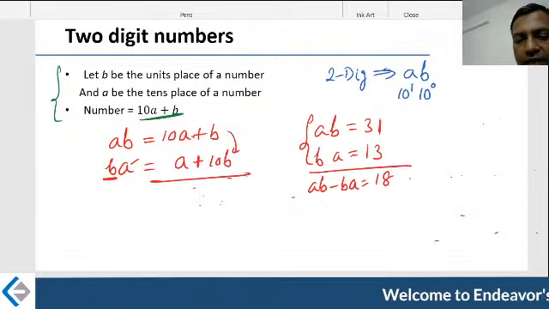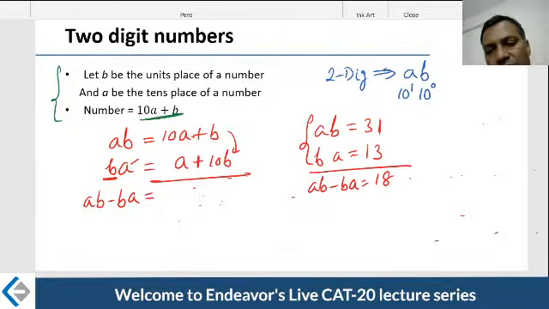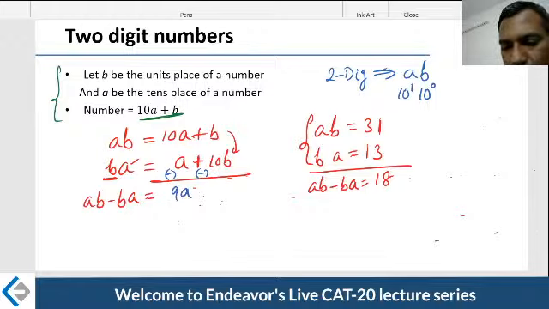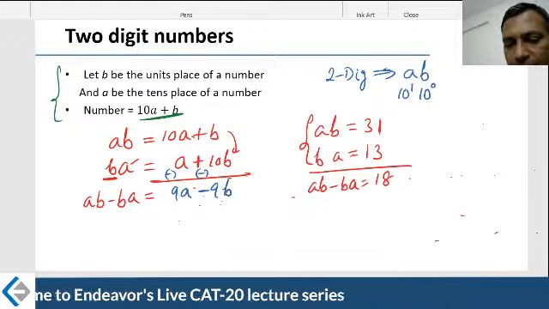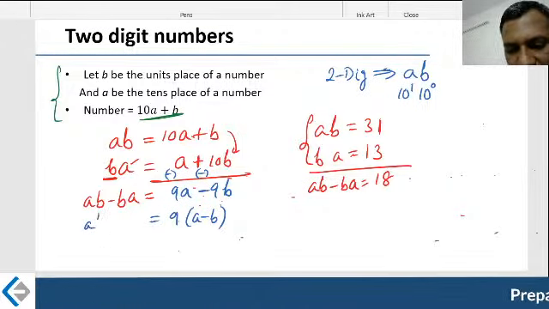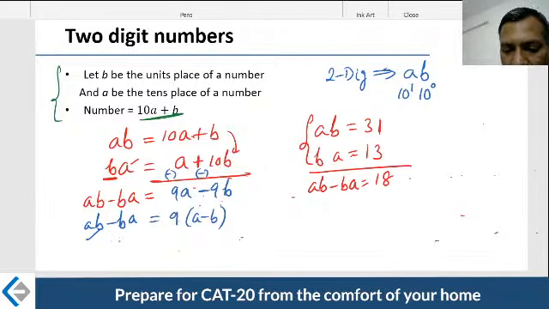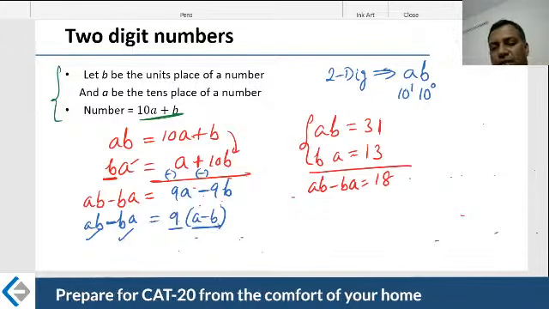Take the difference, friends. Take the difference between a two-digit number and the number found by reversing its digits. You write it as 9A minus 9B, which is nothing but 9 times (A minus B). Therefore, the difference between a number AB and the number formed by reversing its digits is nothing but 9 times the difference between the digits.